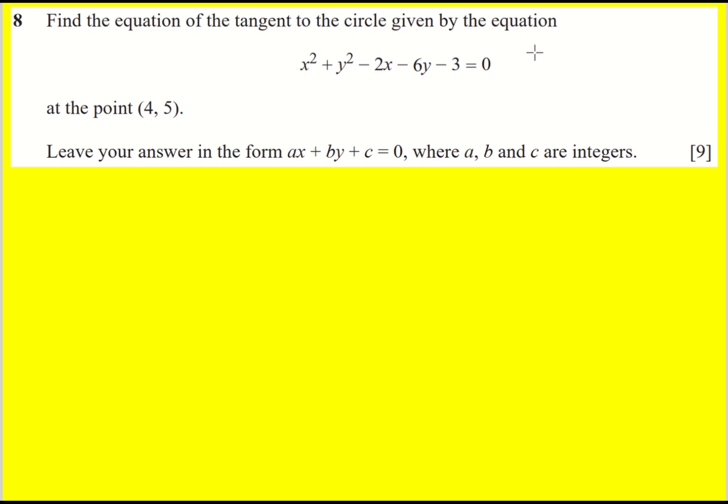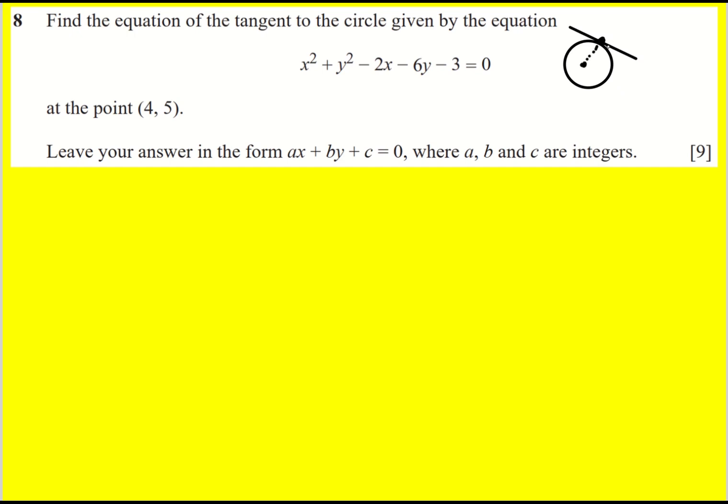Find the equation of the tangent to the circle given by this equation at the point 4, 5. So just a very quick explanation of where we're headed. I'm going to work out the equation of my circle, especially to give me the center. And once I've got the center, I'm just going to draw a little sketch of the tangent. I don't know if it looks exactly like that, but we've got the point where the tangent is.